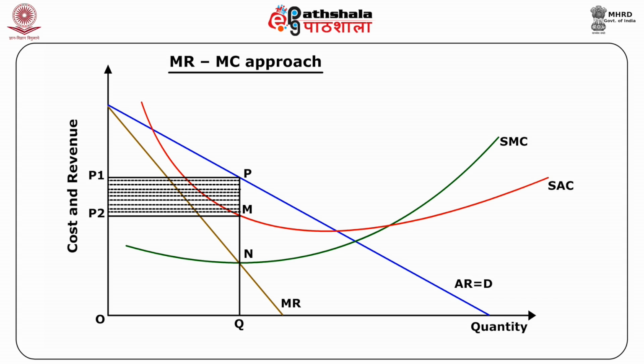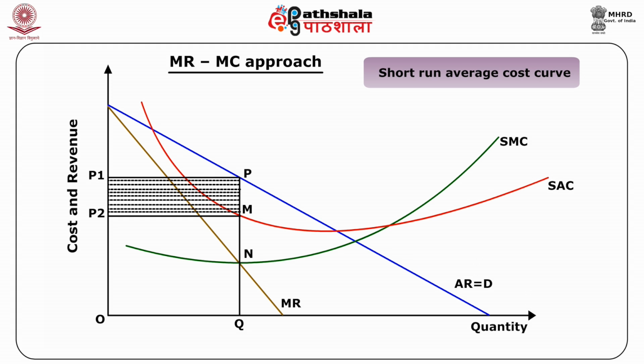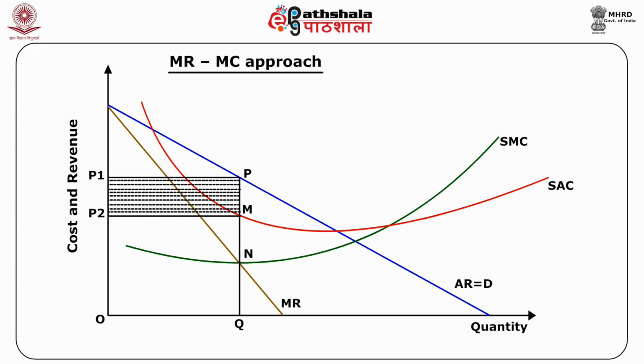as shown. Similarly, SAC is the short-run average cost curve of the monopolistic firm, which is again U-shaped, but it is below the SMC because SMC cuts SAC from below, and SAC is the combination of short-run average fixed cost and short-run average variable cost, that is, AC is equal to AVC plus AFC.